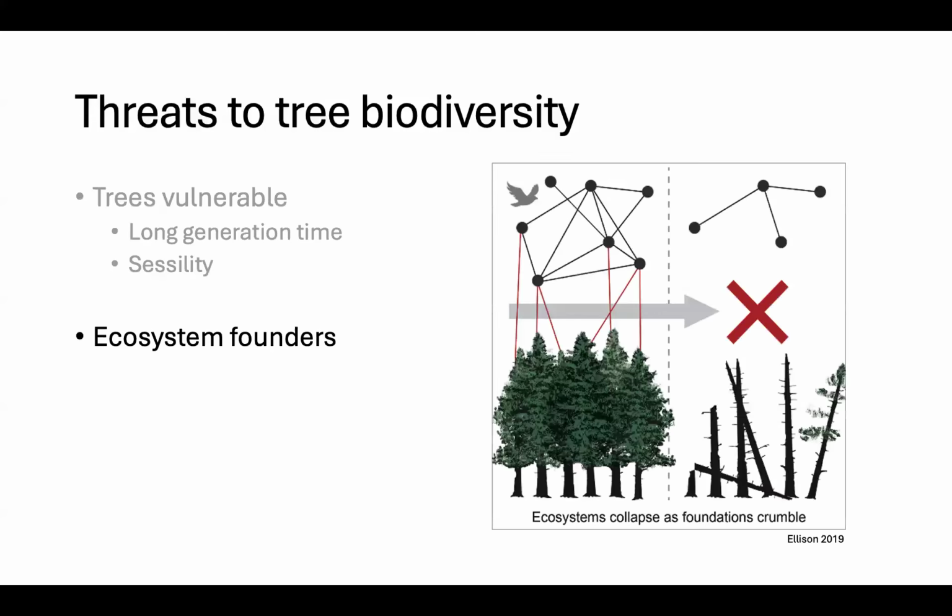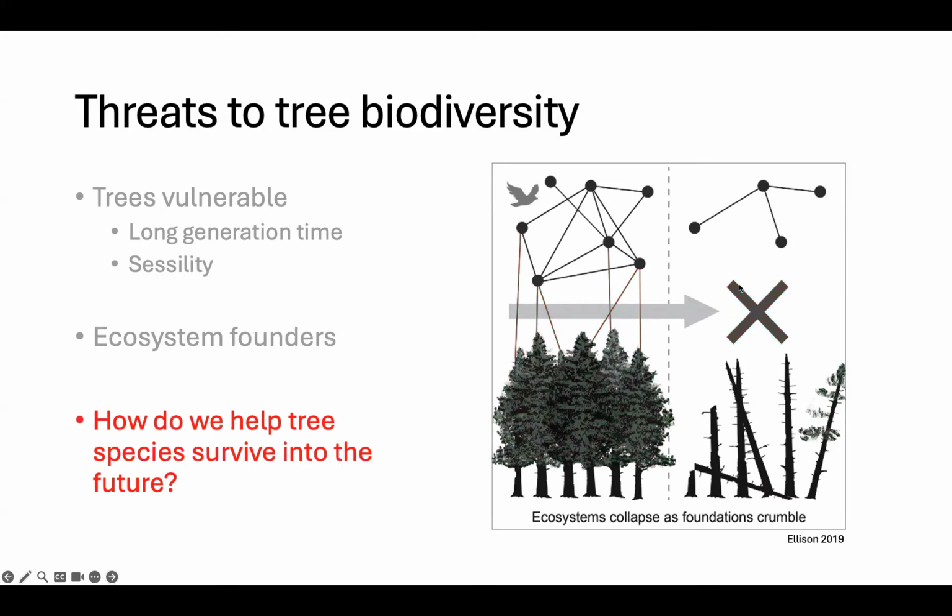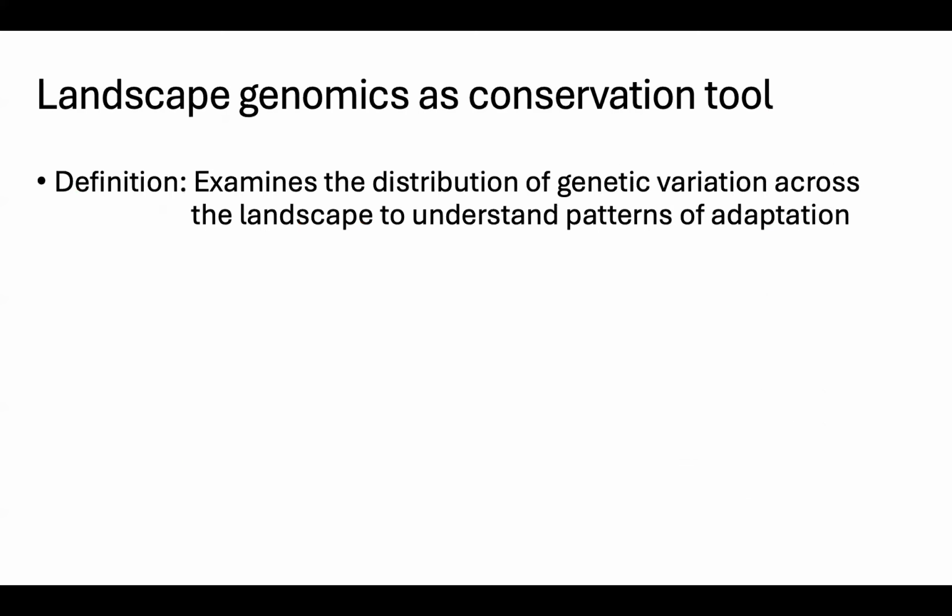And typically trees are ecosystem founders. So they comprise these networks and support structurally and functionally dozens to thousands of other species. And we know that as those founders disappear, you can have entire ecosystems and those networks collapse as well. So it's really important: how do we help these tree species survive into the future? And we can use landscape genomics to do just that.